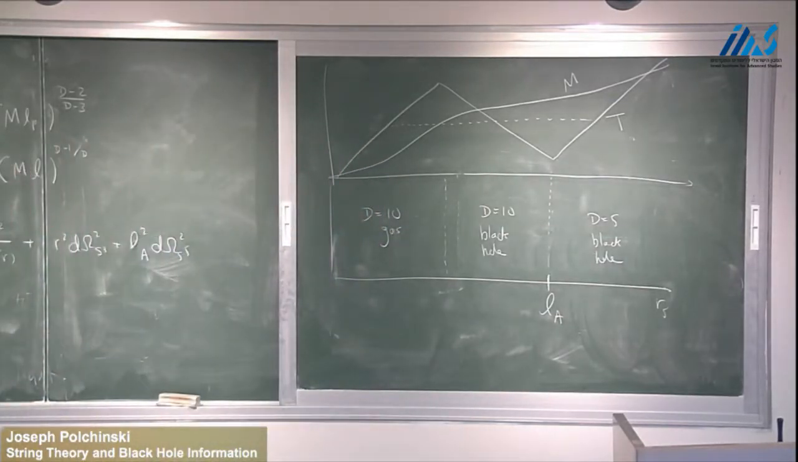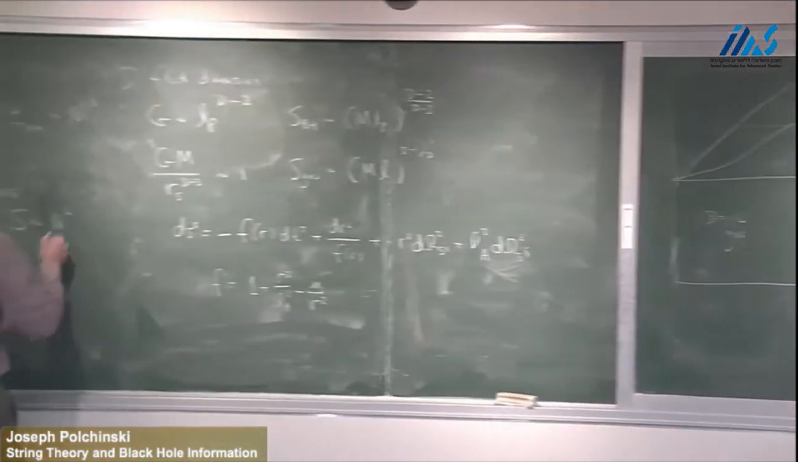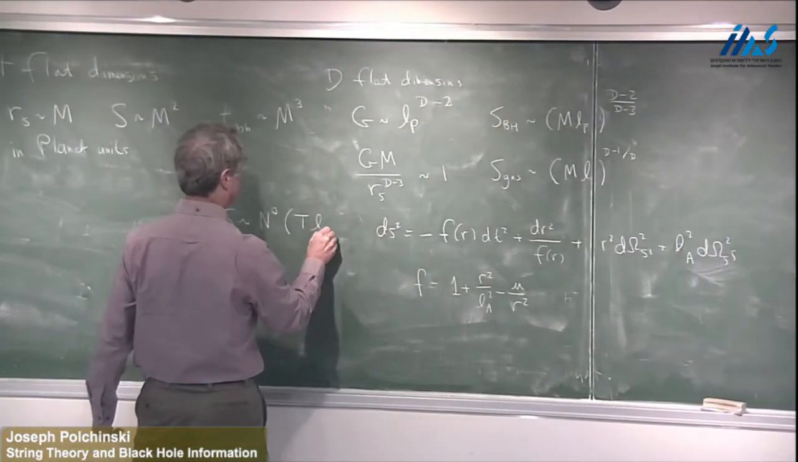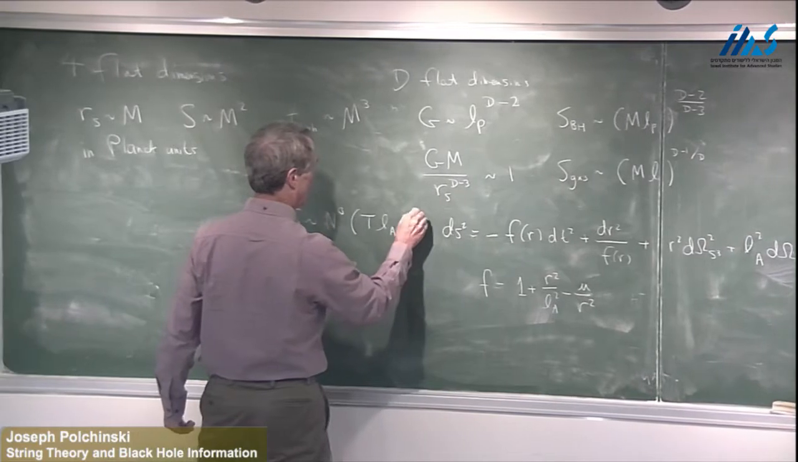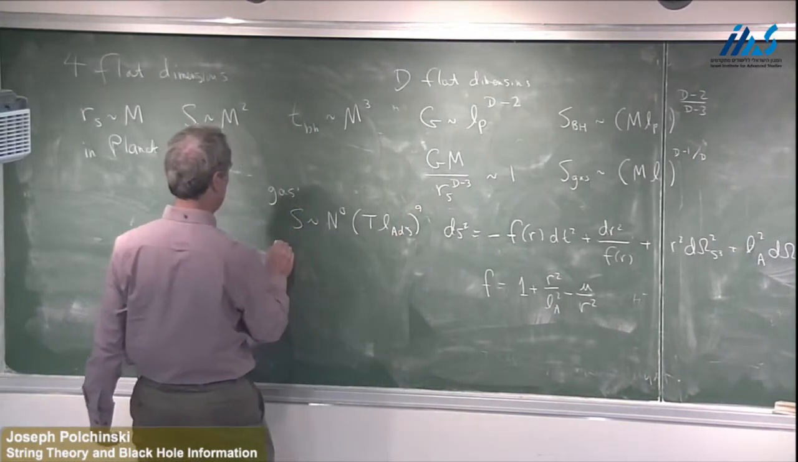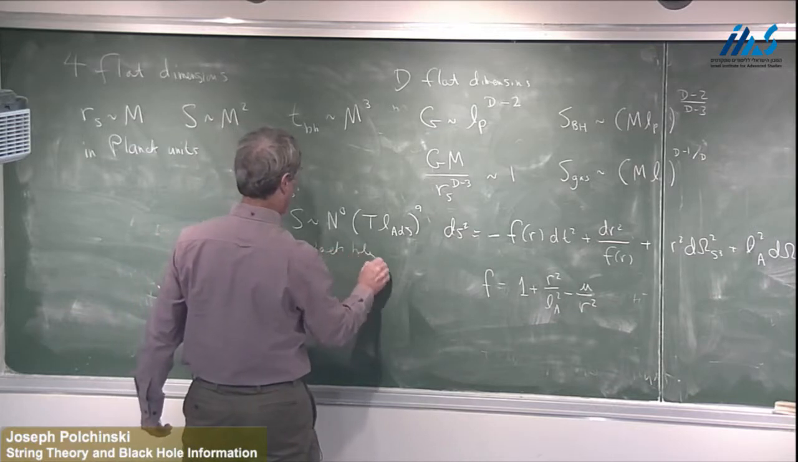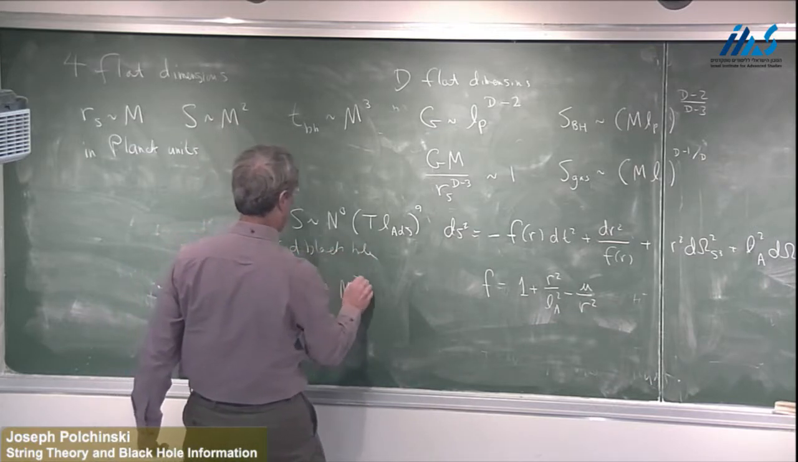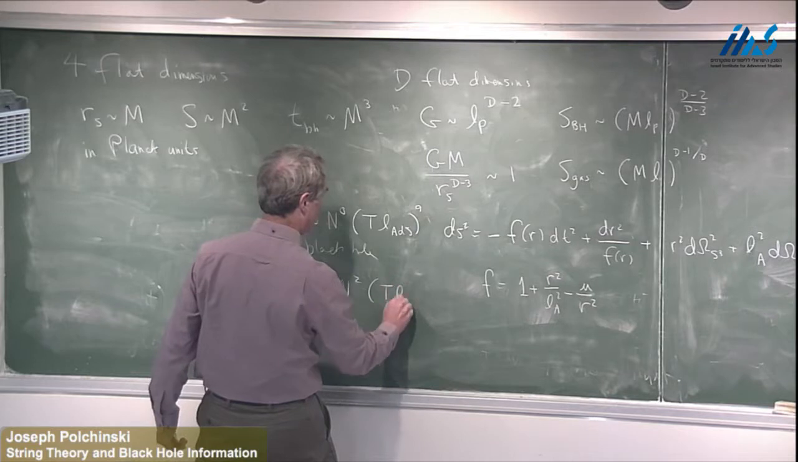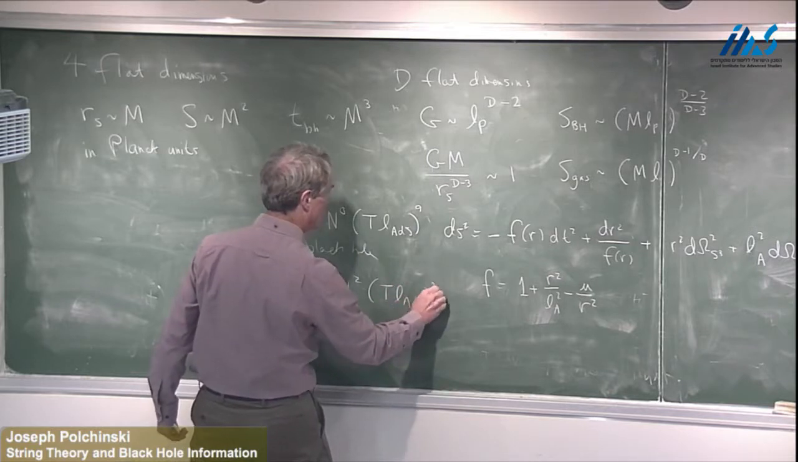If you go through the dimensional analysis again, you'll find that for the gas phase, the entropy goes as N to the 0. That's the important part, and then T L_ADS to the 9th. And in the 5D black hole phase, the entropy goes as N squared times T L_ADS cubed.